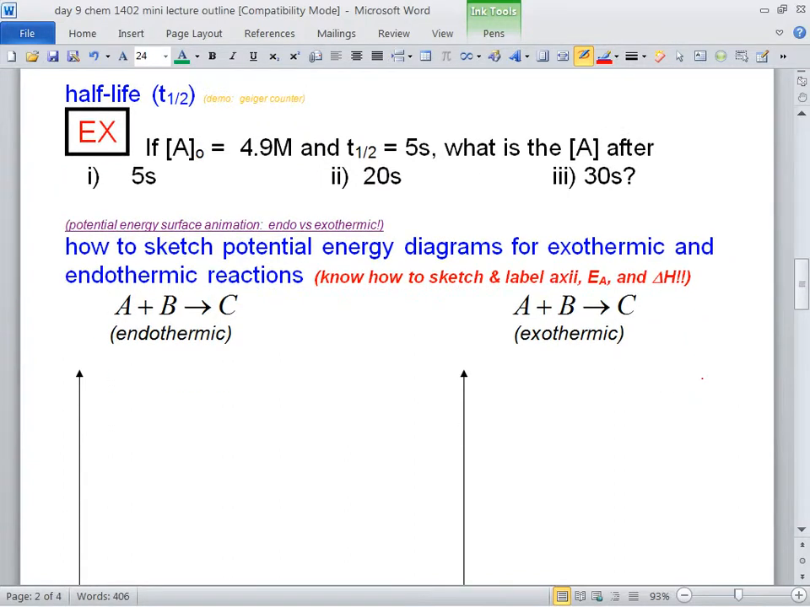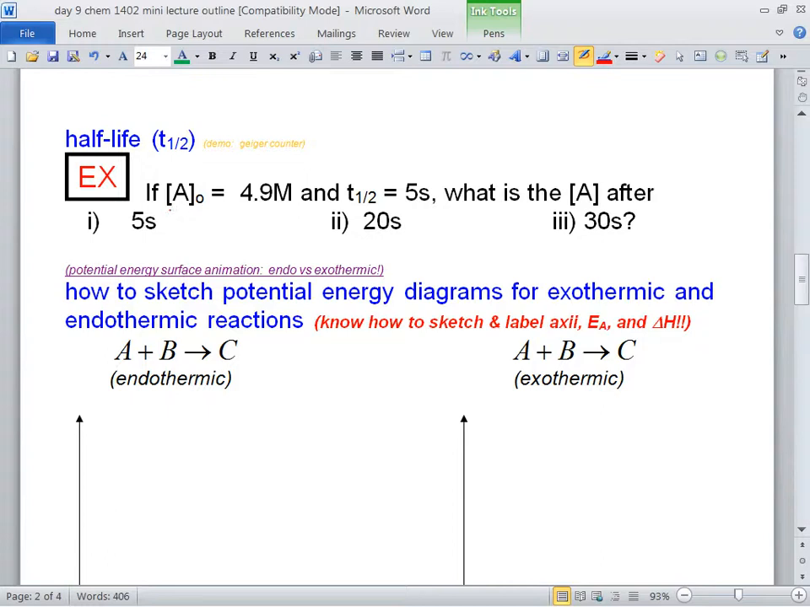You start out, because that's A0, with 4.9 molar, and they're saying the half-life is 5 seconds. So what is the concentration of A after 5 seconds, 20 seconds, and 30 seconds? Now this trick always works when you recognize what's going on here. These are all multiples of half-lives, right? Like in number 1, how many half-lives went by? 1. In number 2? 4 half-lives. And in number 3? 6 half-lives. So everyone see that.